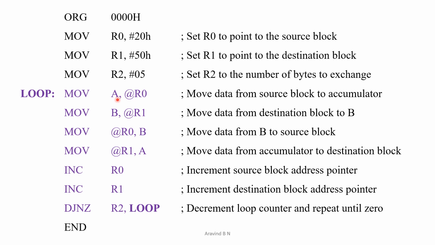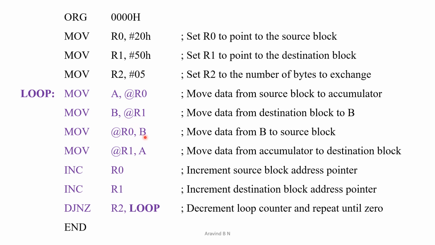We are performing the exchange operation from source to destination and the value from destination to the source. So we need temporary registers to store the value of the current location. Therefore, we are using A and B. For the source, we will be using the A, and for the destination value, we are using the B. Now, the value in the source pointed by R0 is moved to the A, and then the value pointed by the R1, that is the destination, is moved to the B.